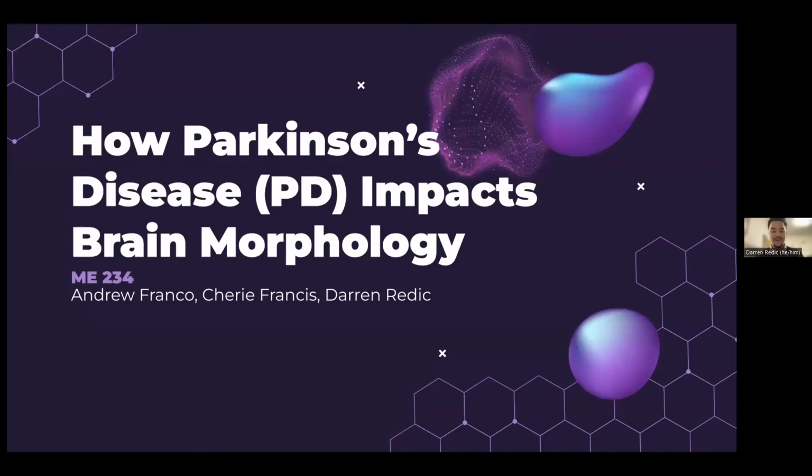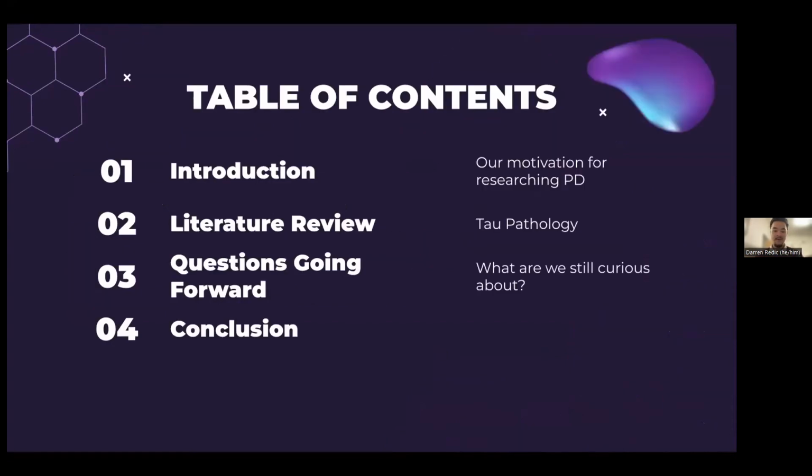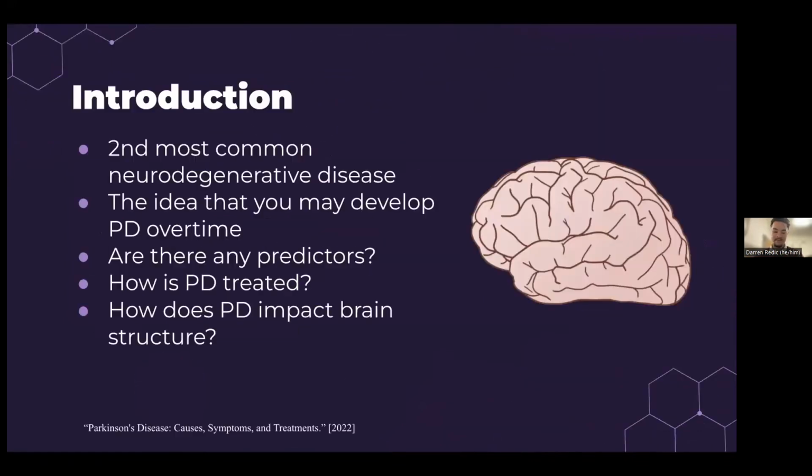Hi, my name is Darren, along with my colleagues Andrew and Cherie, and today we're going to be discussing how Parkinson's disease impacts brain morphology. Today we're going to be discussing a literature review that we conducted to better understand the mechanism of Parkinson's disease, or PD, and then we'll be ending with questions going forward as well as concluding statements of our research.